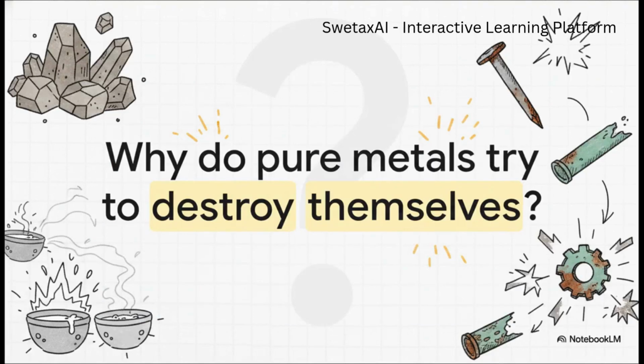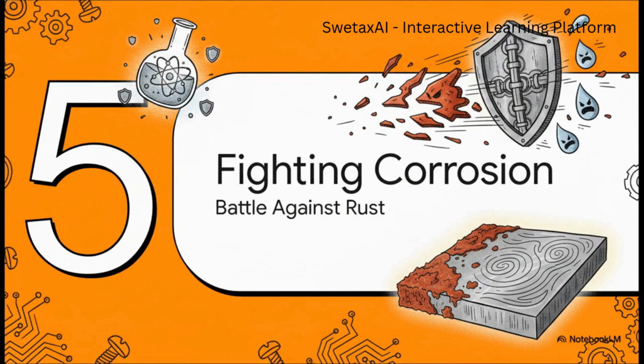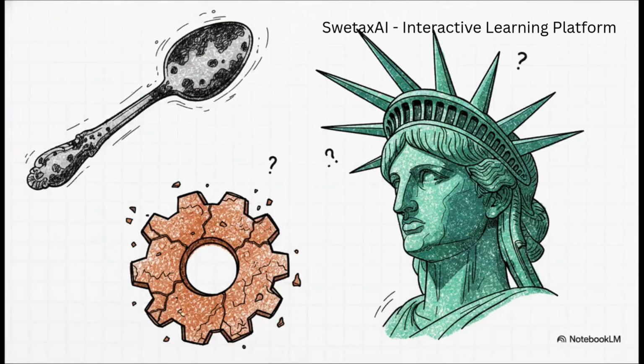But here's the great irony of it all. After all that incredible effort to extract and purify these metals, why do they almost immediately start trying to destroy themselves? That brings us to fighting corrosion with alloys, the battle against rust. We call this slow destruction corrosion. You see, nature actually prefers elements in their oxidized states, so the environment immediately goes on the attack.